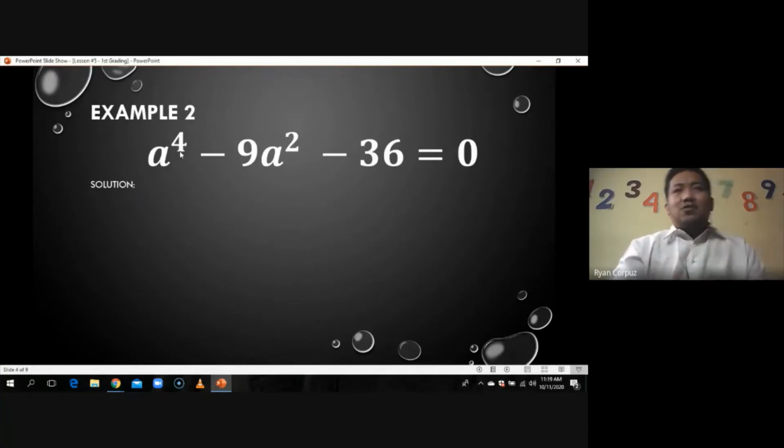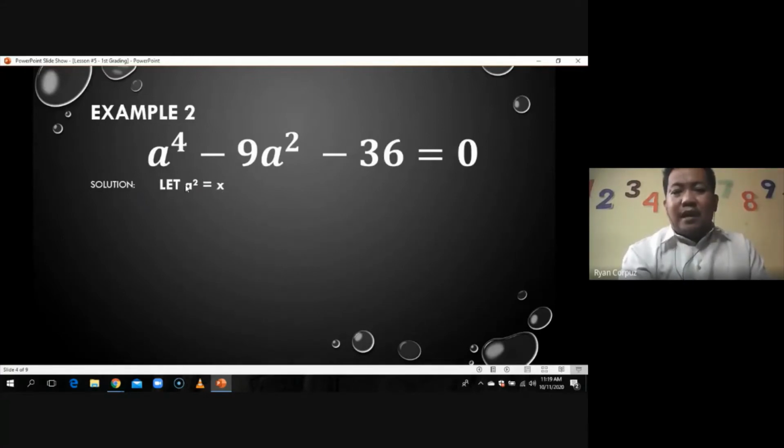So again, using step number 1, we are going to use mathematical concepts and ideas in order for us to transform it into a quadratic equation. So what we are going to do first is let a squared equal x. So in place of a squared here, for every a squared, that is equivalent to x.